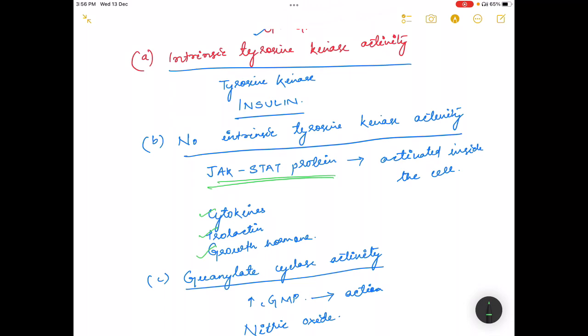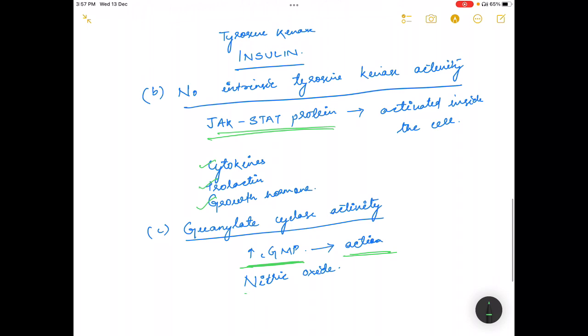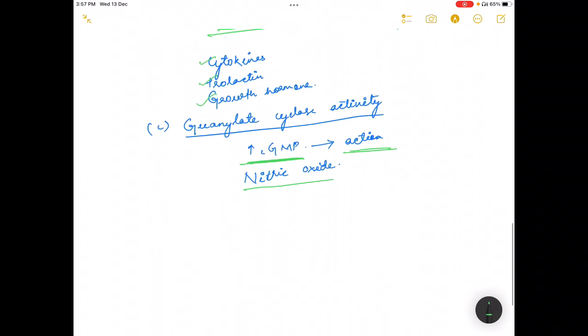Now the ones with guanylate cyclase activity. The receptors with guanylate cyclase activity activate the enzyme guanylate cyclase present on the inside. This activation of the enzyme causes increased production of cyclic GMP. Now once the cyclic GMP increases, there is action of the drug. Now these are present for nitric oxide.